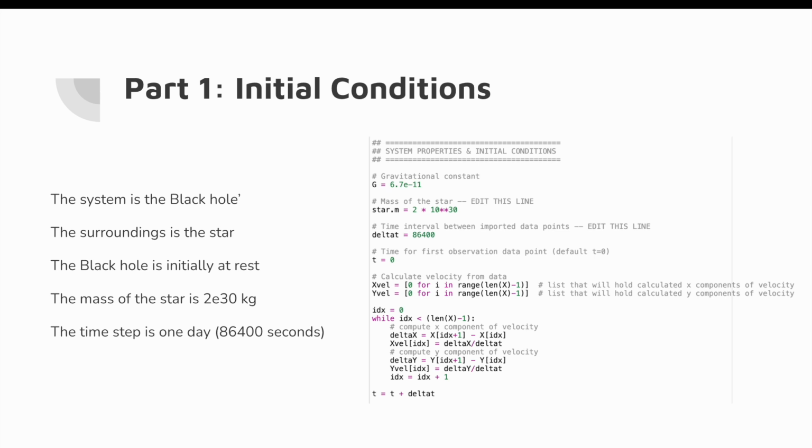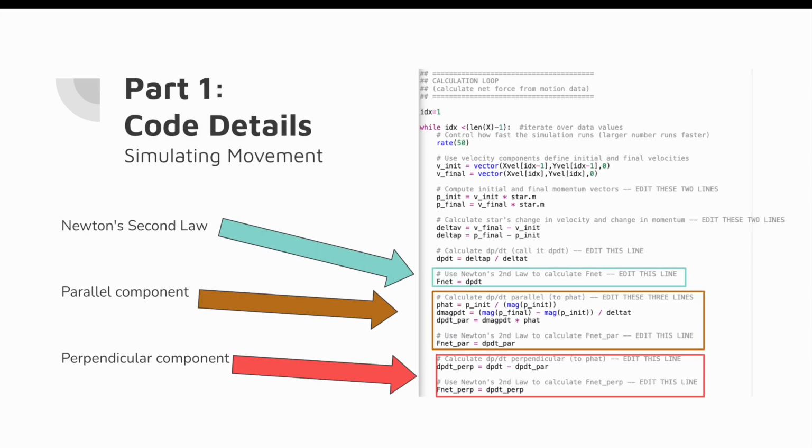The system is the black hole, the surroundings is the star, and the black hole is initially at rest. The mass of the star is 2 times 10 to the 30th power kilograms, and the time step for our model is 1 day. Here are our code details.